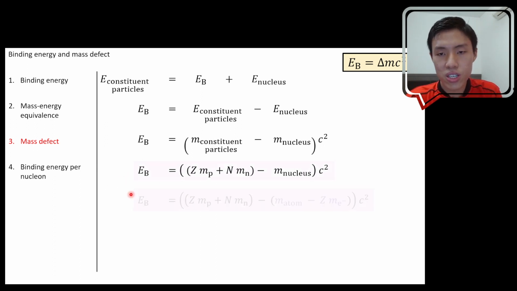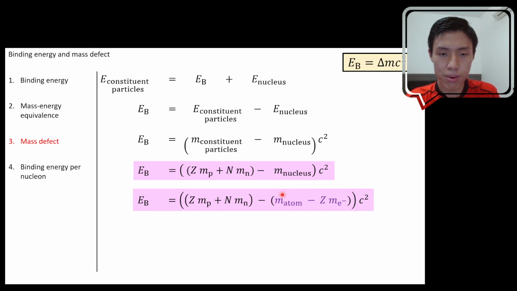Okay, this equation here can also be changed to become, we can unpack the mass of a nucleus to be the mass of atom minus Z multiplied by mass of electron. Z here is the proton number, sorry, not the mass of proton. Proton number is the number of protons, but we know that for any atoms, when they are in their original state, the number of protons is the same as the number of electrons. So this Z here, you should also think of it as the number of electrons.